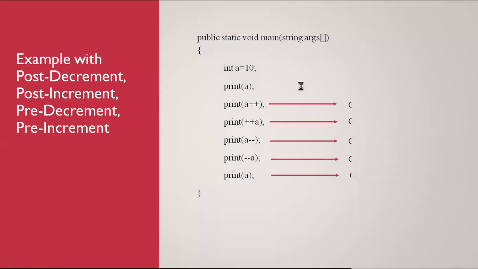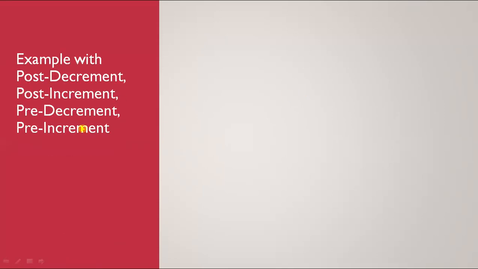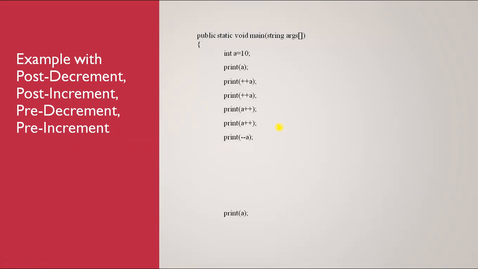Okay, so let's get into one more example which gives you a clear picture of how post decrement and pre decrement, post increment and pre increment will work, right? So I have a variable a. Again, I'm printing a, and then plus plus a, plus plus a, a plus plus, minus minus a, print a minus minus, a minus minus. Okay, so let's do one after the other, how it would be.